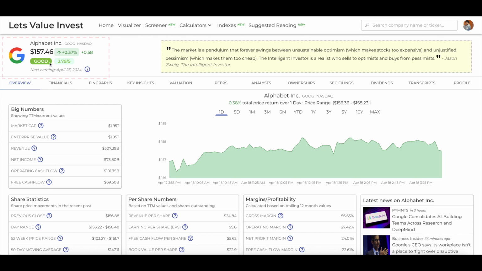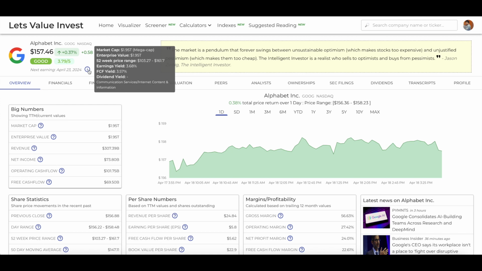Just above this tab, you can notice that the basic ticker information is displayed for easy reference. It includes the stock's current price, the change and the percentage change for the last day, the LVI stock rating and the score out of a 5-point scale, the upcoming earnings date, and if you hover over the info icon, then you will see a bit more details.